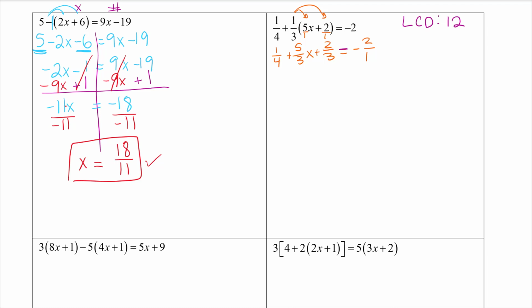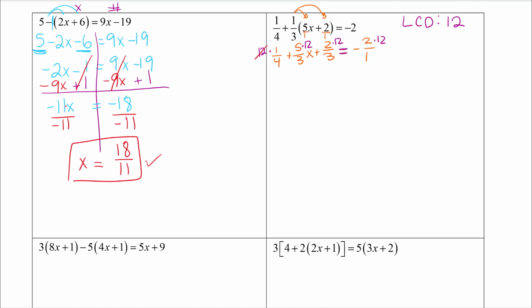Because there's an equal sign in the problem, the multiplicative property of equality says I'm allowed to multiply every term on the left and every term on the right by any number I choose. I choose the LCD. The reason I choose the LCD is because it's going to divide out real nicely.